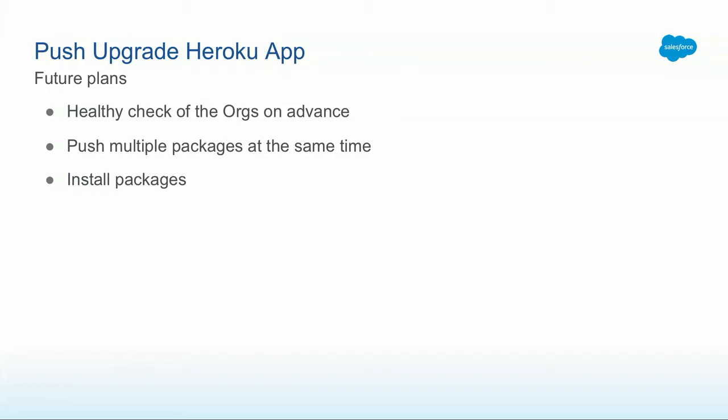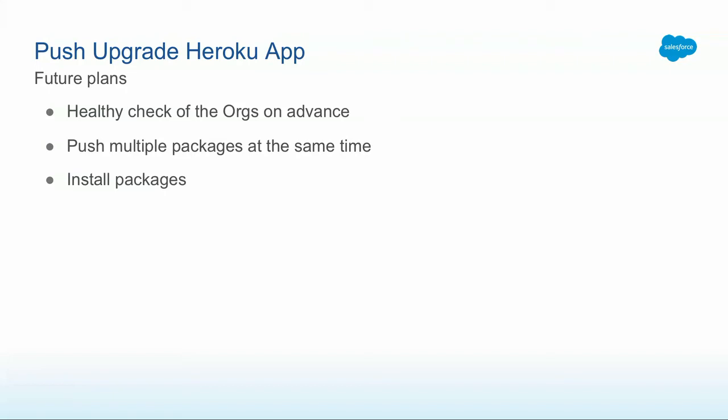We would like to double check if a push upgrade is going to work in our customer org. So for example, imagine that you are going to upgrade a package and it fails because the number of fields related to an object achieves the limit. In that case, the upgrade is going to fail, and we want to avoid that. So that's why this health check is going to help us to realize which one is going to work and which one is going to fail, so we can fix it before.